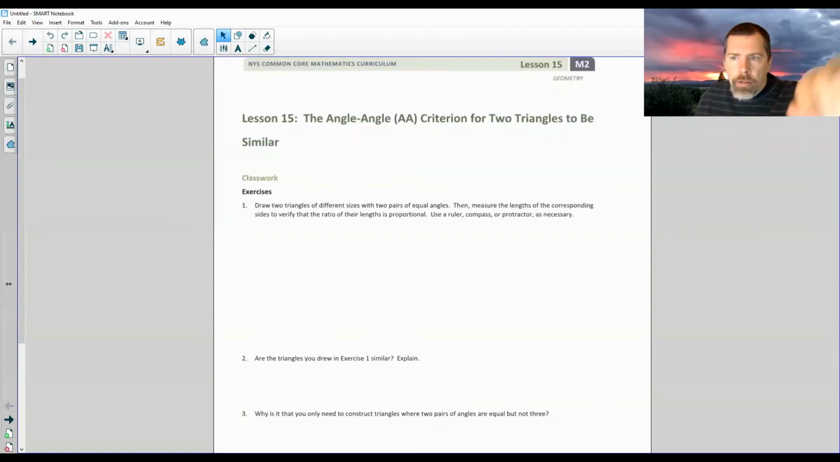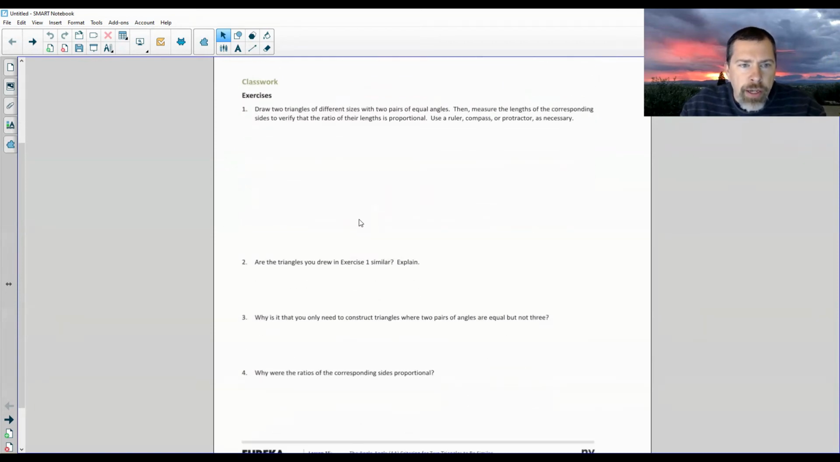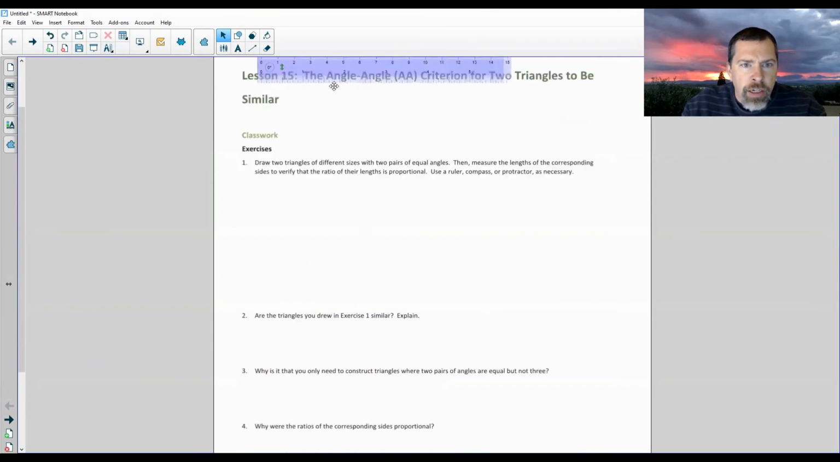Hello there. Lesson 15, the AA criterion for two triangles to be similar. Notice it says similar, not congruent. Classwork exercise: draw two triangles of different sizes with two pairs of equal angles. Then measure the lengths of the corresponding sides to verify that the ratio of the lengths is proportional. Use a ruler, compass, or protractor as necessary. Okay, let's dive right in and go get my ruler.